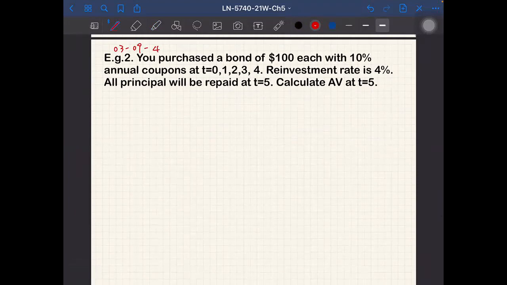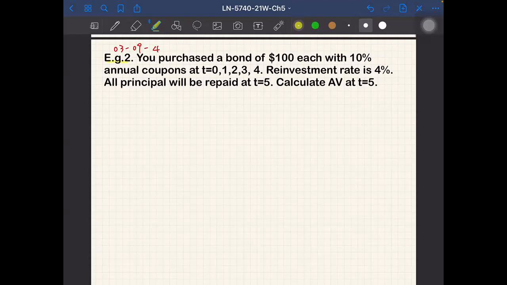Hi, we continue section 5C, reinvestment rates. Then we have another example, which is a little more complicated. Okay, so example 2. You purchased a bond of $100 each with 10% annual coupons at T equals 0, 1, 2, 3, 4.